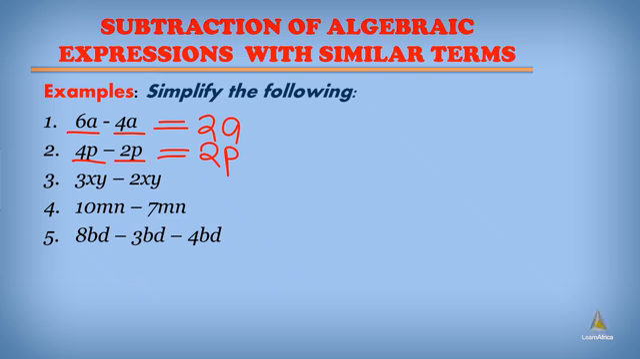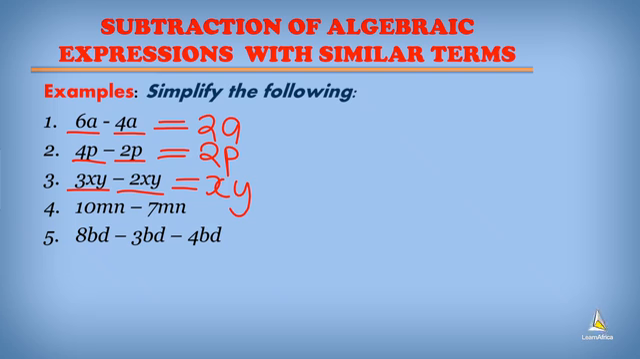Now moving on to the third question, we have 3xy minus 2xy. What do you think the answer to this is? I guess 1xy, isn't it? But by our rules in mathematics, we don't need to write the 1. So we have xy as our answer to question 3.